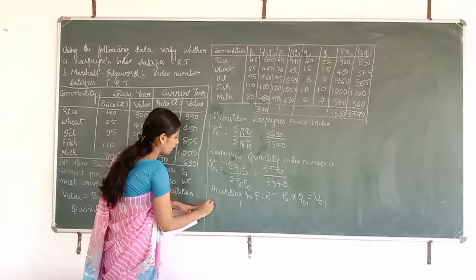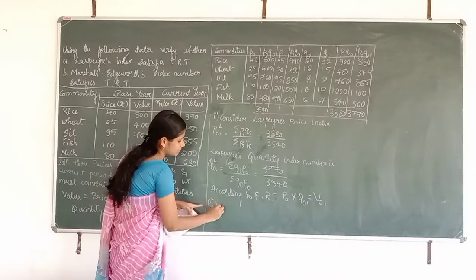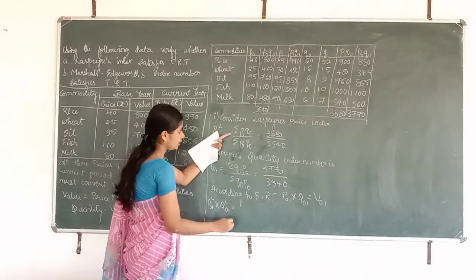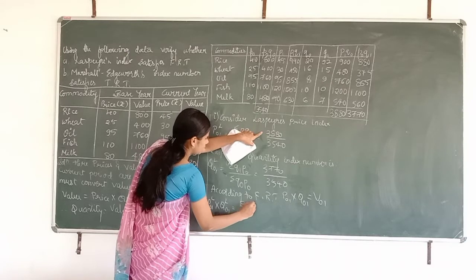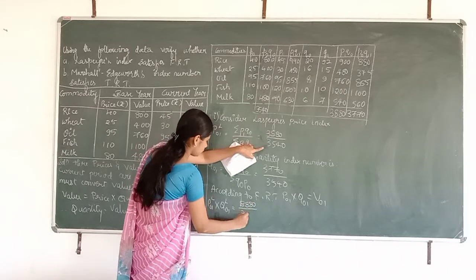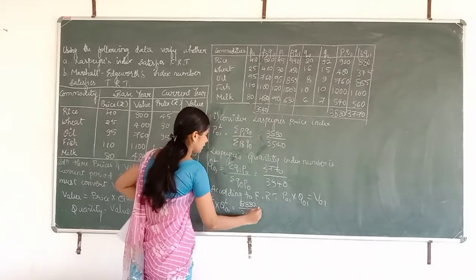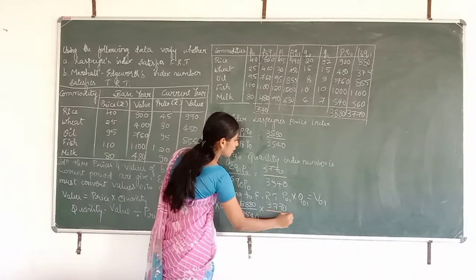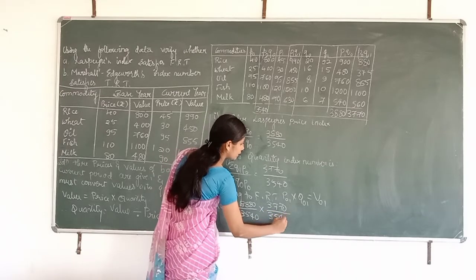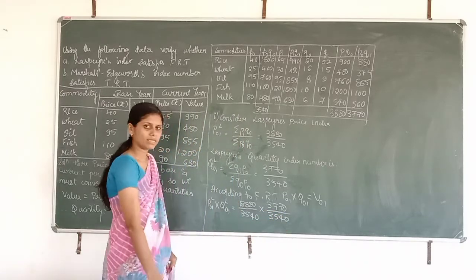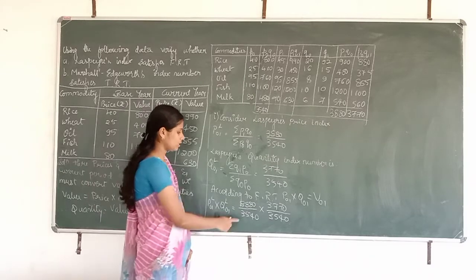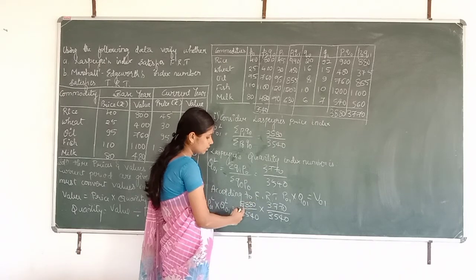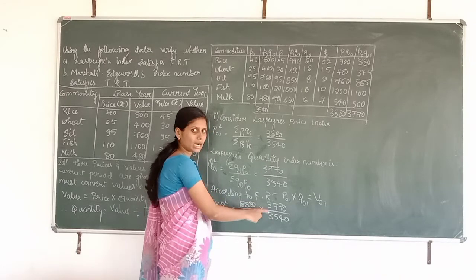So P01 of last year's into Q01 of last year's should be equal to, P01 is 3880 divided by 3540, into Q01 is 3770 divided by 3540. Now we have to see whether we can cancel the values. See, 3540 is here, but here the 3540 is not there. Next 3880, here it is not there, so we can't cancel the values.